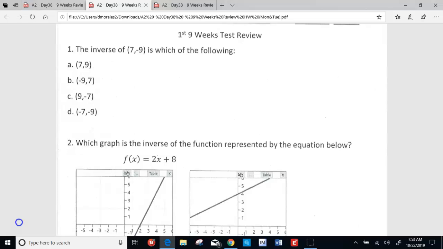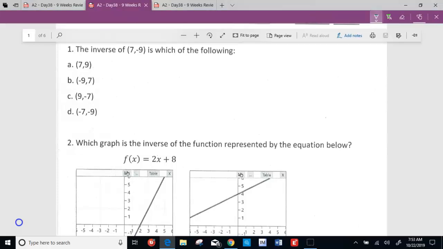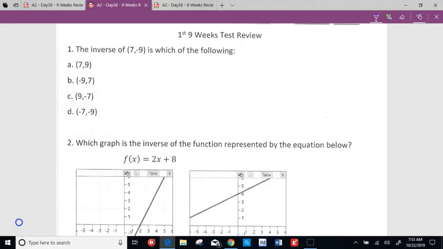Number 1, the inverse of 7 and negative 9 is which of the following? A quick refresher, if you don't remember what it means to have the inverse, it means basically that you have an x value and you have a y value, like we do here. So we have 7 is our x, negative 9 is our y, and all you do is switch them.